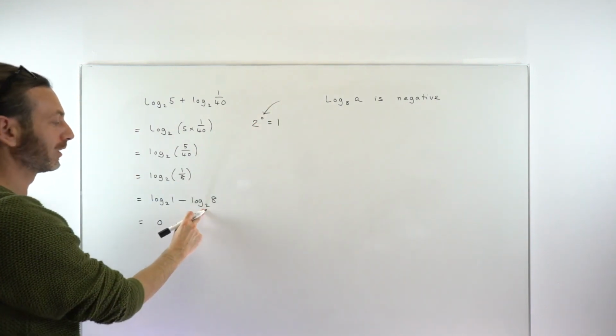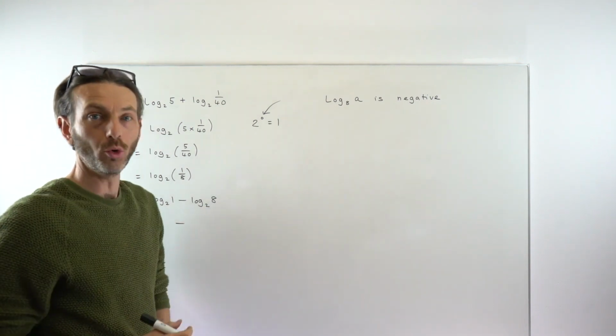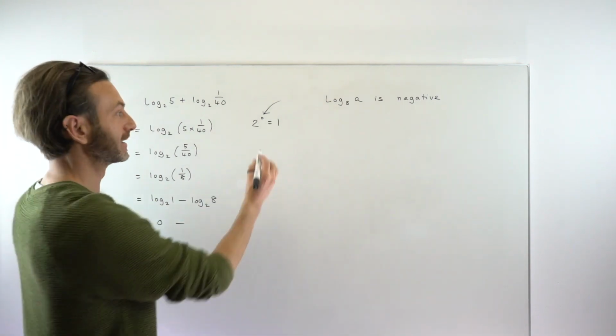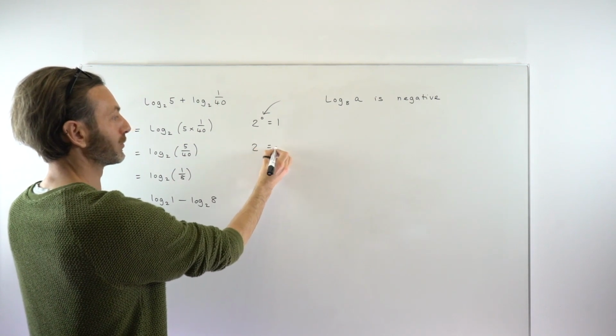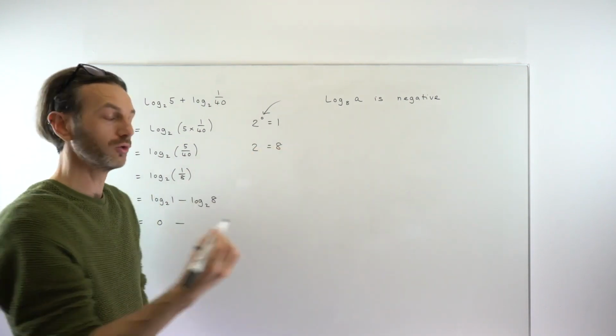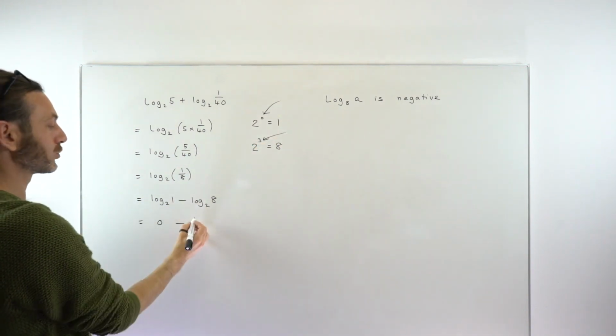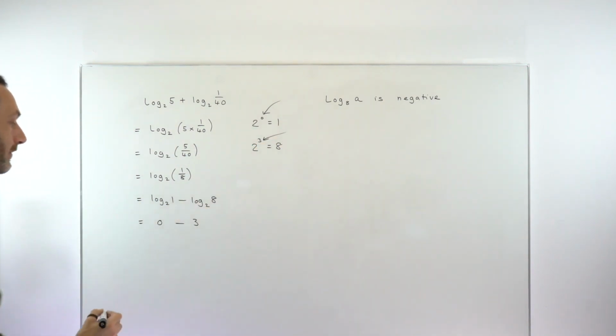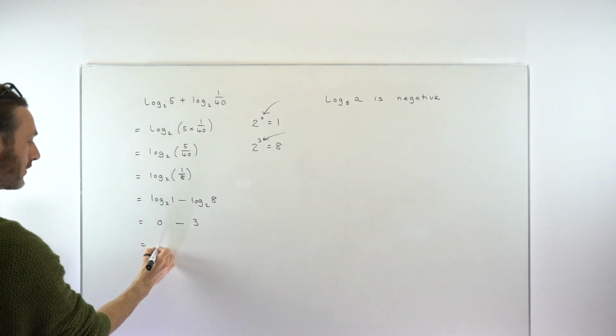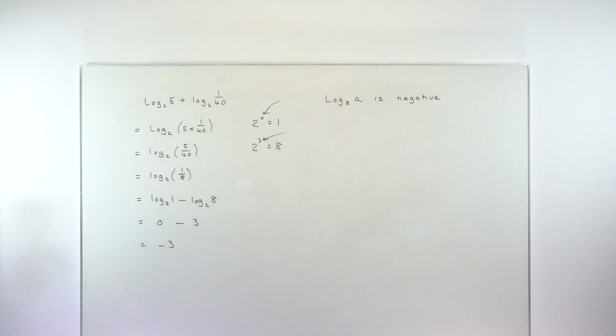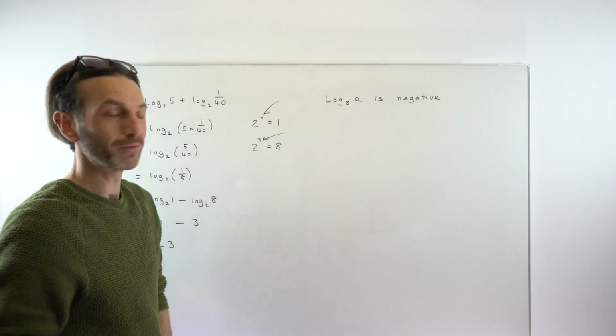Similarly for the second one, log base 2 of 8, that's just asking you what power goes on a 2 to make an 8. So 2 to what power gives you 8? Well, that's 2 times 2 times 2, 2 cubed. So the answer there would be a 3. So the answer to this is just 3, not log 3, just 3. So the final answer there, 0 minus 3, is minus 3. So that's the answer for the first part, part A.